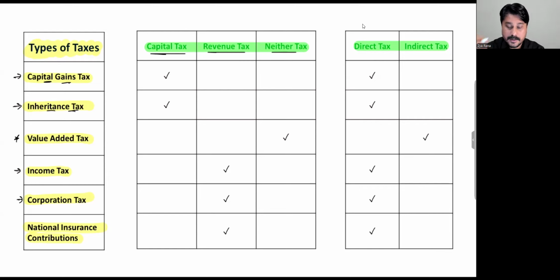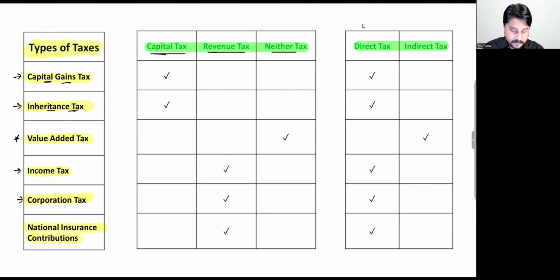Furthermore, it's also an indirect tax. Why? Because it's not directly applicable on the taxpayer. It transfers from one person to another, and at the end of the day, the end consumer bears this value added tax. So we can say that value added tax is neither kind of tax, and also an indirect tax because it's levied on the consumption of goods or services. Therefore you, the end consumer who would be spending money on the consumption of goods or services, bear it.